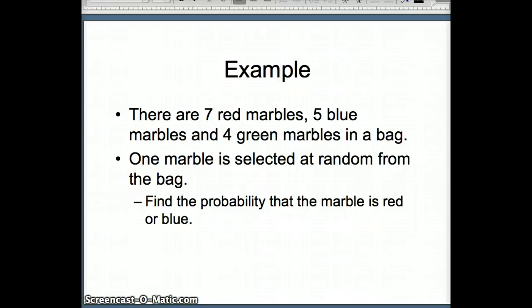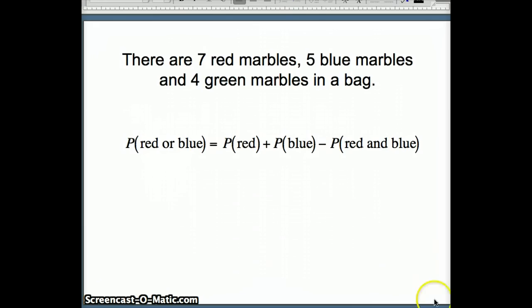So here's our question. 7 red marbles, 5 blue marbles, and 4 green marbles in a bag. 1 marble is selected. Find the probability that is either red or blue. So probability red or blue. Looking at our numbers, 7 reds, 5 blues. Let's think about how that probability is going to work. So the formal rule is probability of red plus the probability of blue minus the overlap. But what's happening here with the overlap? How many marbles are both red and blue?